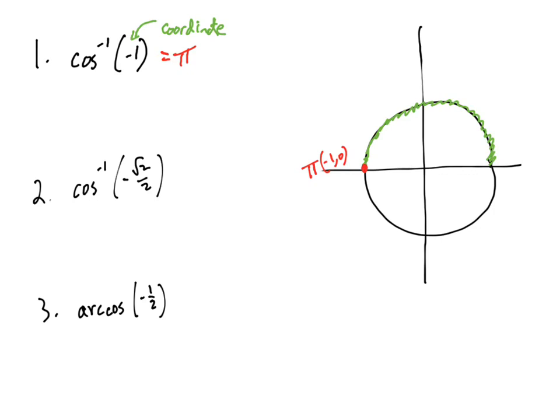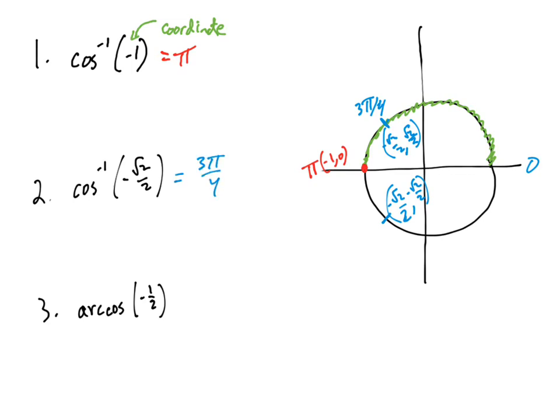The next one says cosine inverse of negative root 2 over 2. Cosine is negative here and here. Negative root 2 over 2, comma positive root 2 over 2 are the coordinates, and then these are both negative. But again, we want to be in that green shaded area. That angle is 3 pi over 4, which is between 0 and pi. So that's what we want for this one.